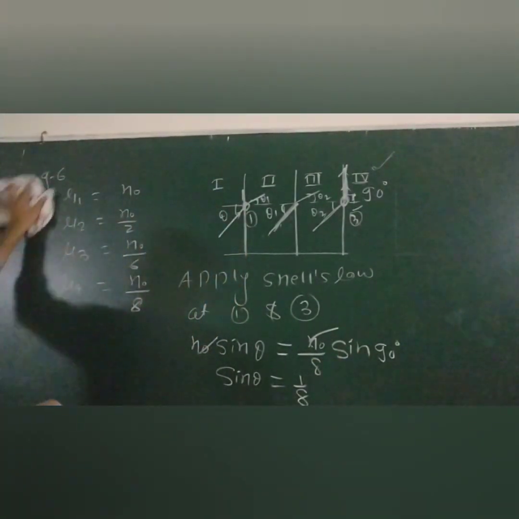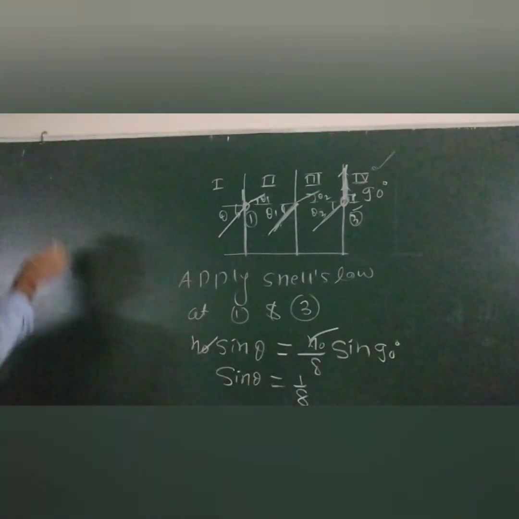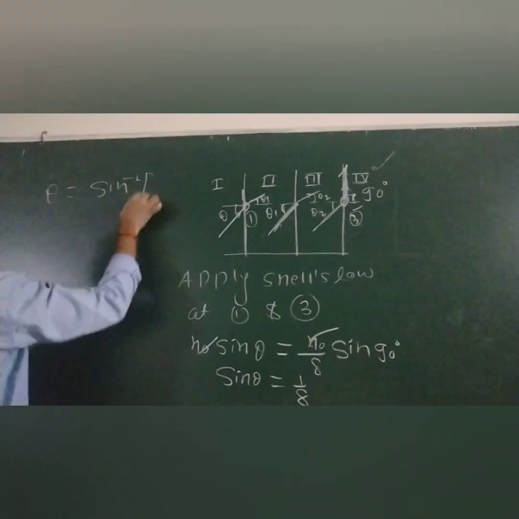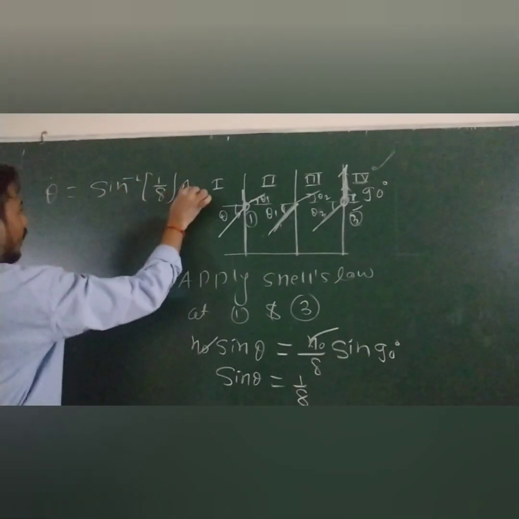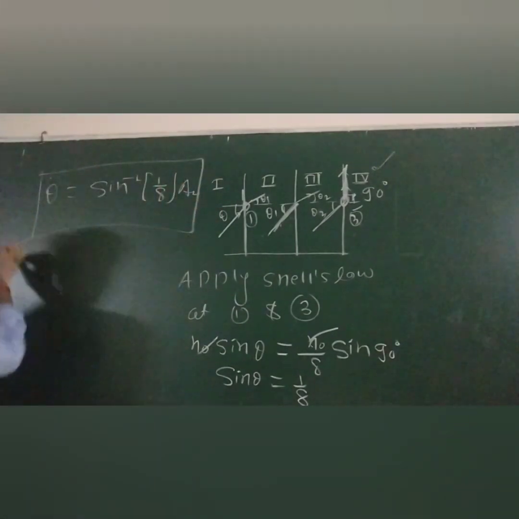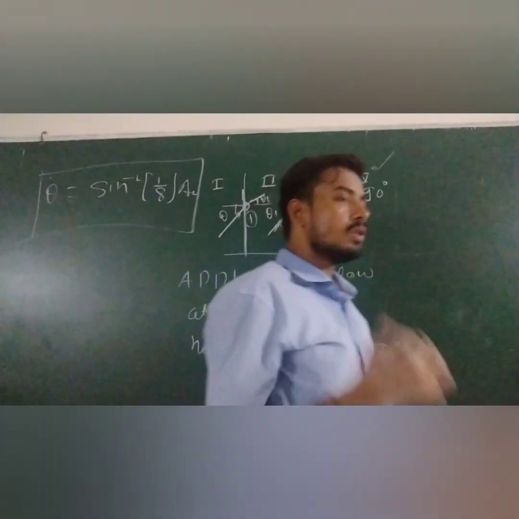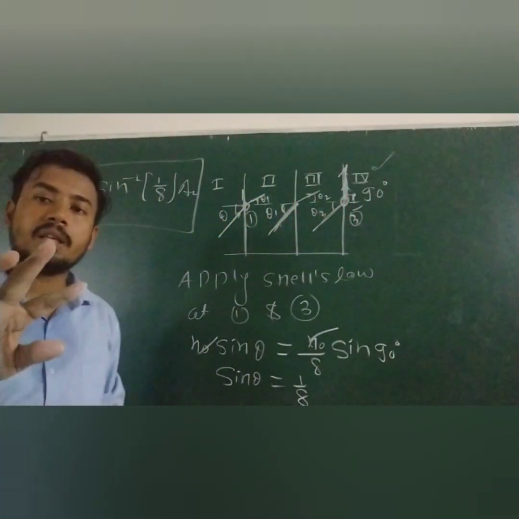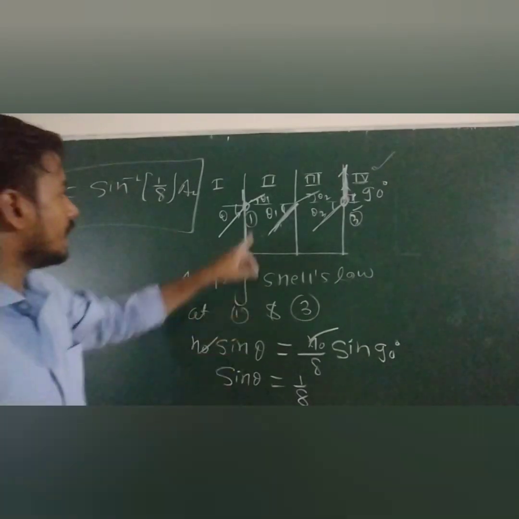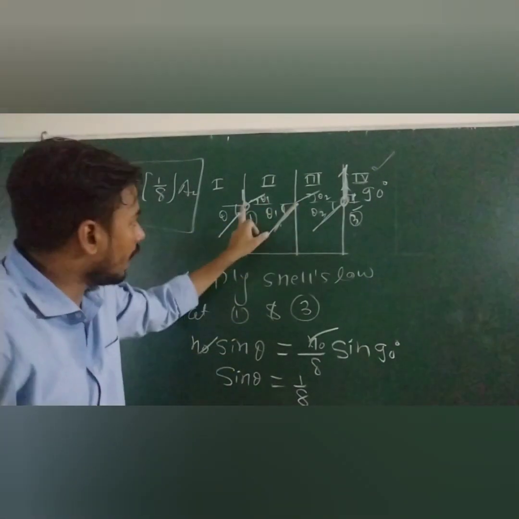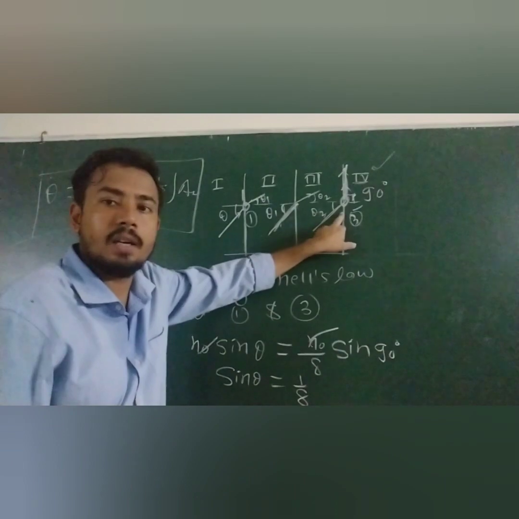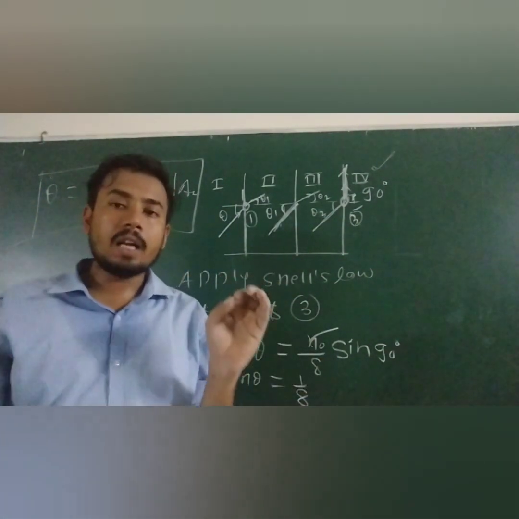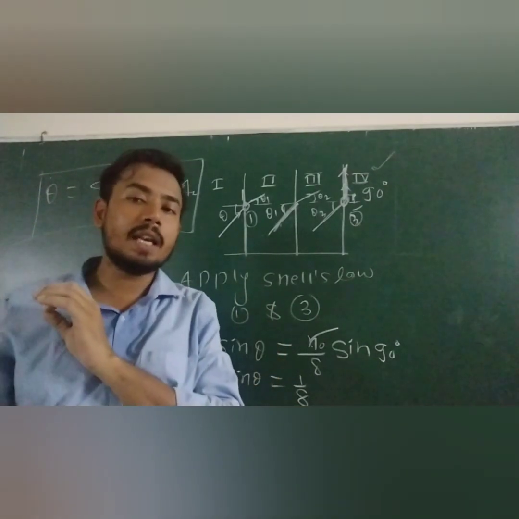So from here you will get the result: theta is equal to sin inverse 1 by 8. This is our answer. Done, buddy? So simple, we applied Snell's law here. Snell's law we can apply between any 2 points, here and here, here and here. If there are n materials, we are able to apply Snell's law between any 2 points.